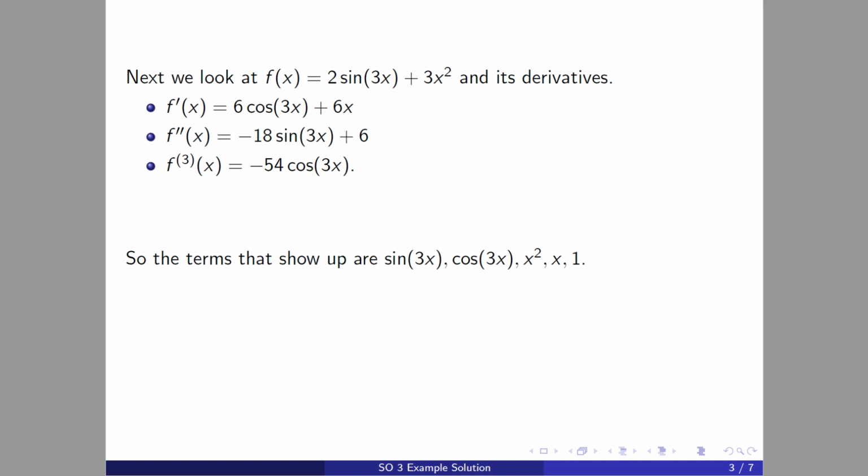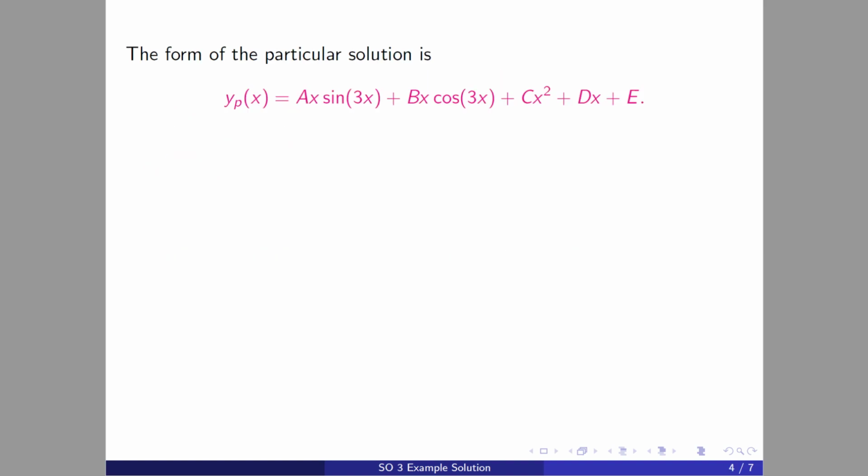The sine and the cosine of 3x overlap with what was in our complementary solution, which means we cannot use them. We have to modify them first, multiply them by x to make them no longer line up, and then we'll be good to go. So our particular solution looks like ax sine of 3x plus bx cosine of 3x plus cx squared plus dx plus e.